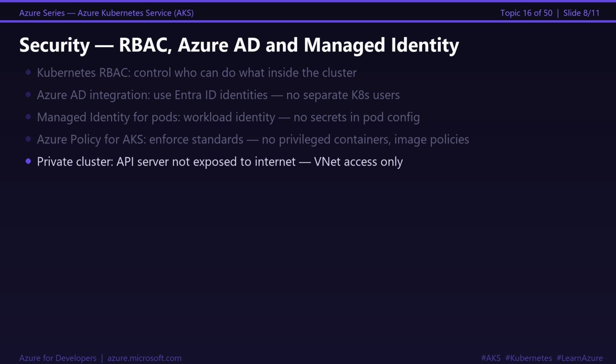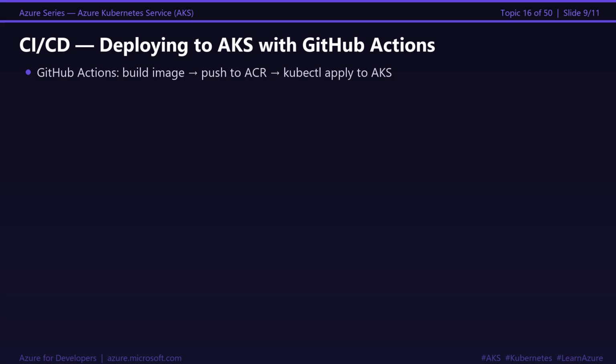Second, it pushes the image to Azure Container Registry. Third, it updates the image reference in your Kubernetes deployment and applies it with kubectl. The Azure/AKS set context action handles authentication between your workflow and the cluster using a service principal or managed identity, no credentials hard-coded in the workflow.